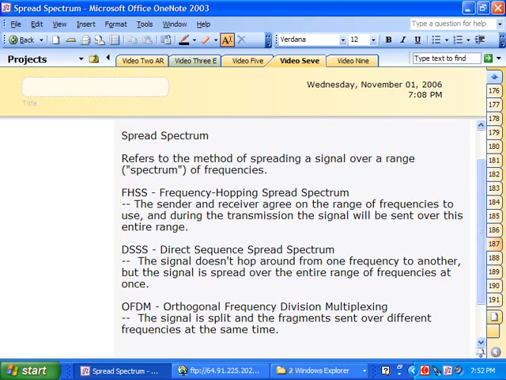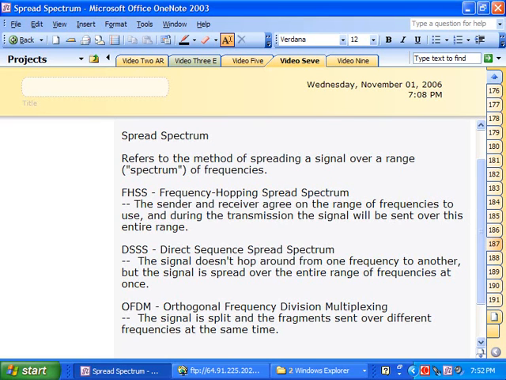And one popular method of doing this is FHSS, which is frequency hopping spread spectrum. What actually happens there is that the sender and the receiver agree in advance on the range of frequencies to use, and during the transmission, the signal will be sent over that entire range. But it's going to be one frequency at a time, you know, a little bit of data over this frequency, then we're going to switch to this frequency, then we're going to switch to another frequency, kind of like that.